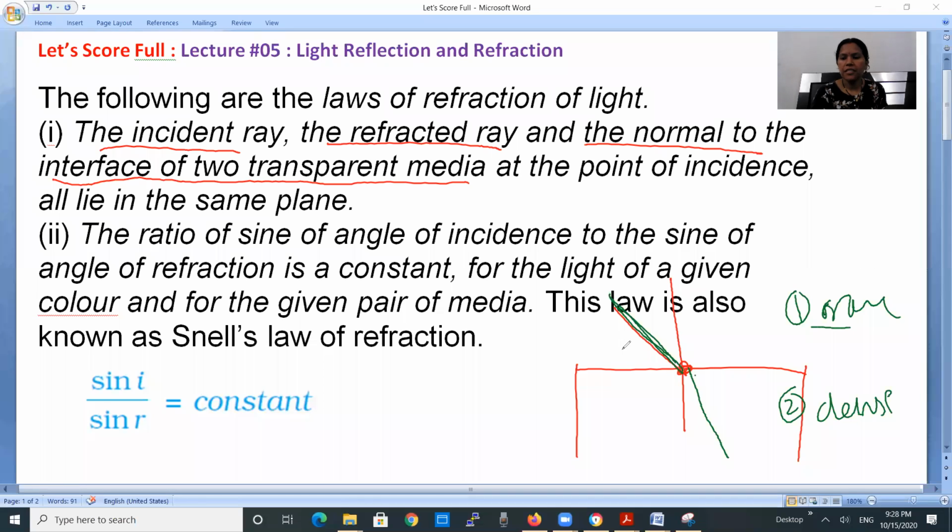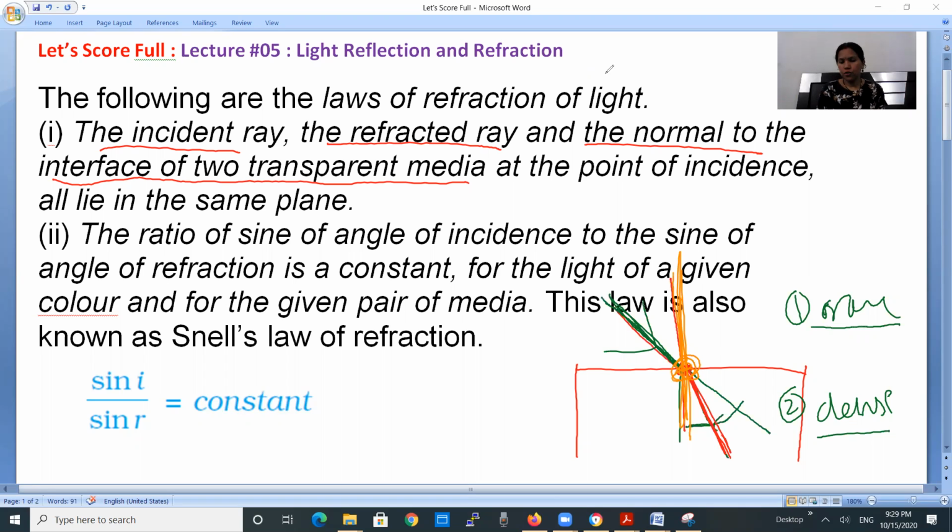So if this is rarer and denser, when light comes from rarer to denser, instead of going straight, it will bend towards the normal, है ना? देखिए, नॉर्मल के पास आ गई. So यहाँ पे incident ray, the green color, then refracted ray, let me mark it with this red color, and normal, let me mark it with orange. So this is normal. All these three lines along with the point of incidence will be in the same plane.